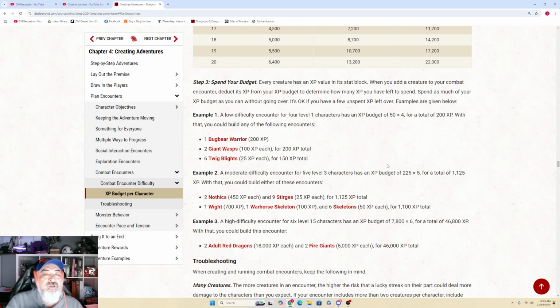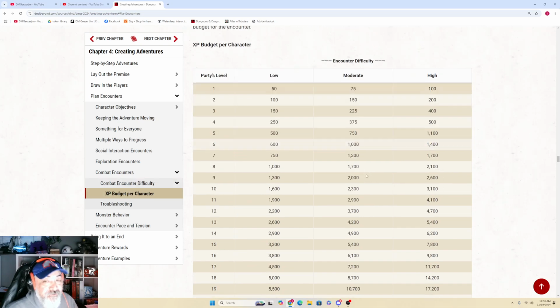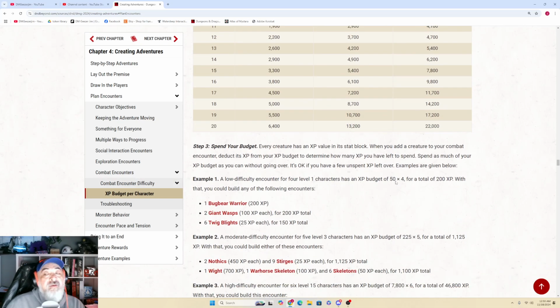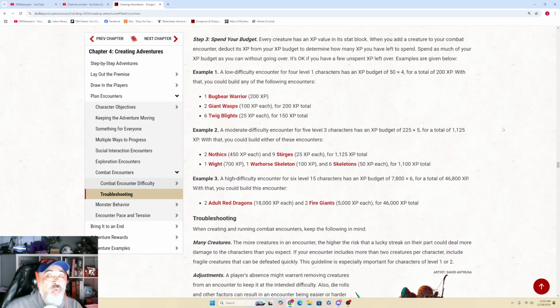Example 1. A low difficulty encounter for 4 level 1 characters has an XP budget of 50 times 4, each character's XP budget per character. Okay. 50 times 4 for a total of 200 XP. With that, you can build any of the following encounters. 1 bugbear warrior that's worth 200 XP as a single creature. 2 giant wasps worth 100 XP each for 200 total. 6 twig blights for 25 XP each for 150 total. Notice they did not spend the 200.